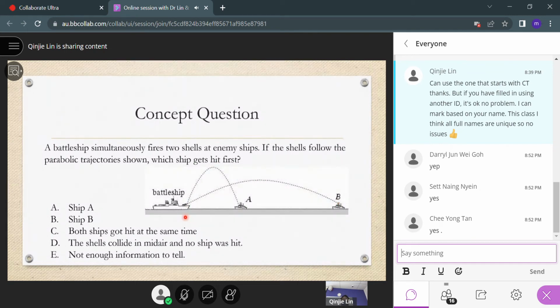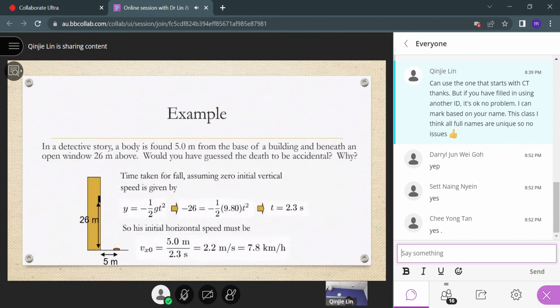So same thing, if you take the very extreme case, one ship is here, then one ship is very far away. Let's say you shoot up like that, then come down, compared to shooting like that. This one is going to hit first. The further one is going to hit first. Okay, so let's go to one example.